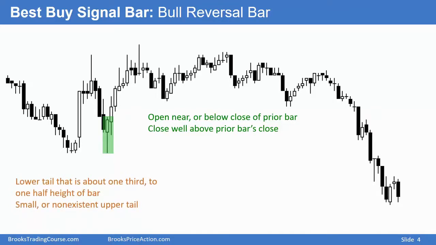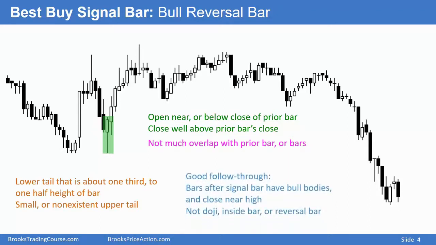Ideally, you want a lower tail that is about a third to a half of the height of the bar, and you want a small or non-existent upper tail, which is the case here. But it also did not overlap the bar before, or two or three bars. In other words, it's not a tight trading range, and that is good.